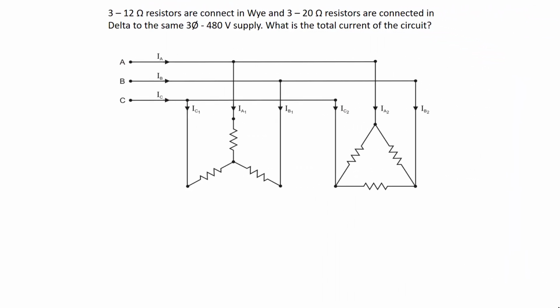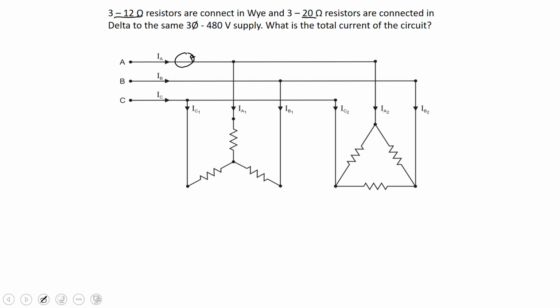Okay, we're going to look at two loads on one supply. The first load, or branch, is a Y connected load with 12 ohm resistors. And the second branch is a delta connected load with 20 ohm resistors. They're connected to a three-phase 480 volt supply. So what is the total current of this circuit? If I were to put an ammeter right here, what would that read?